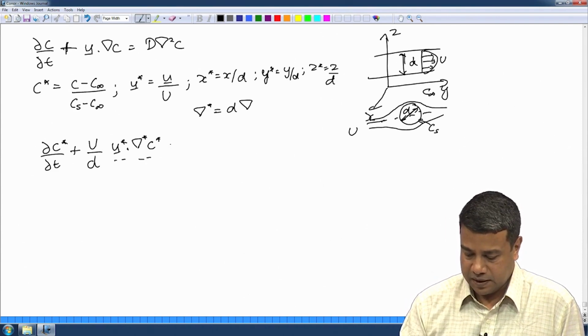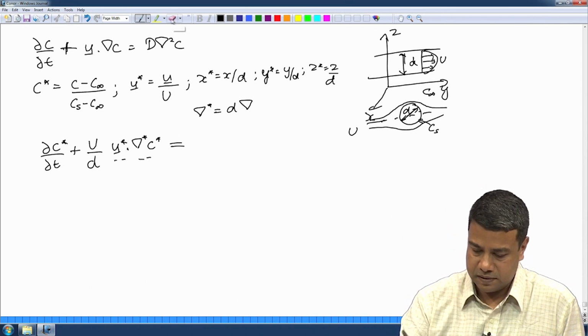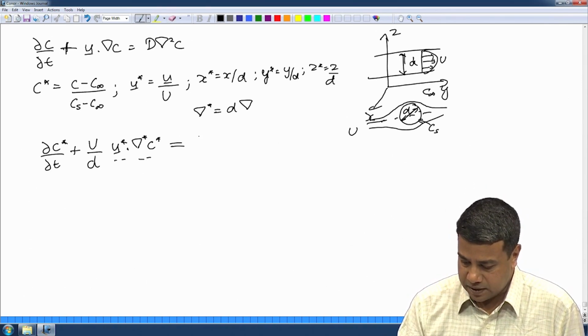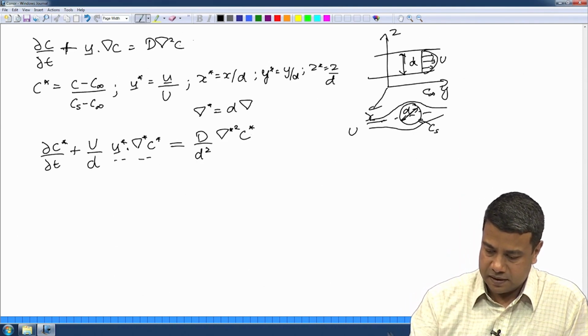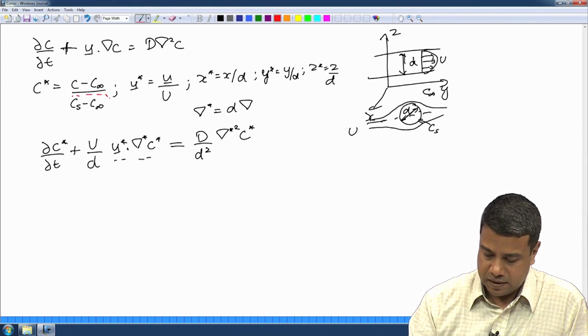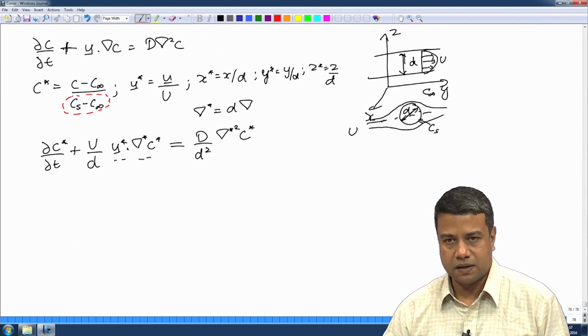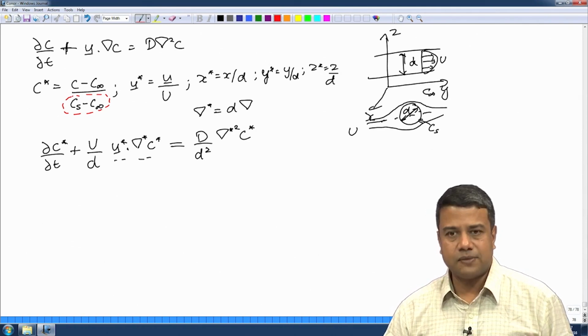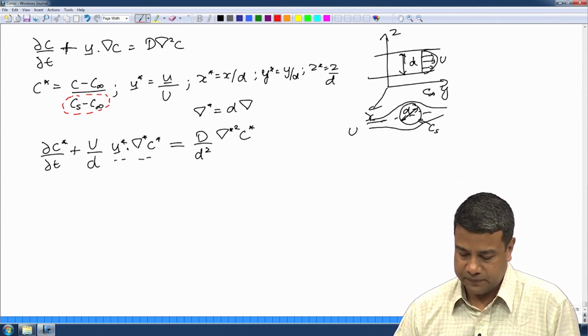And on the right side I have two derivatives, that means I will get two factors of d in the denominator. So, I will get D by d square, del star square C star. When I change the variable from C to C star, I get this factor of Cs minus C infinity in all the derivatives. But since the equation is linear in C, that cancels out on all terms.